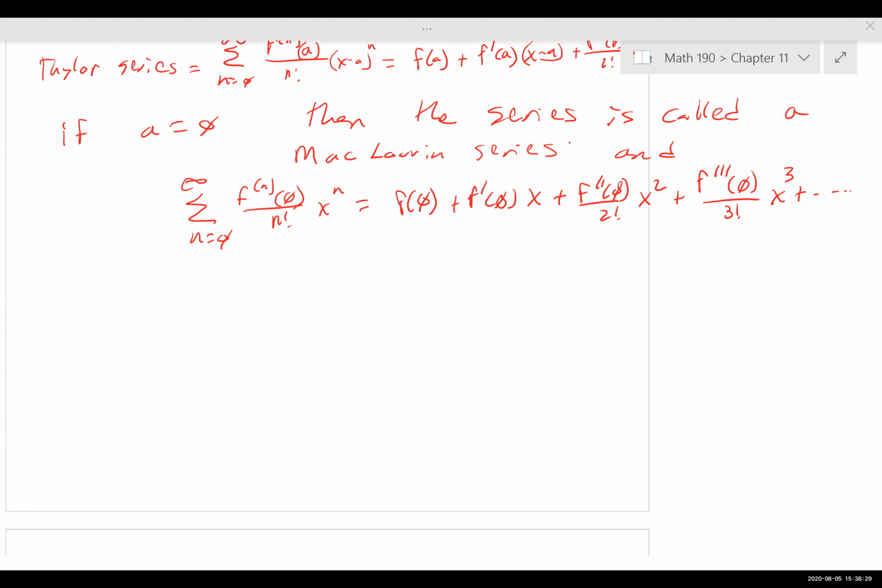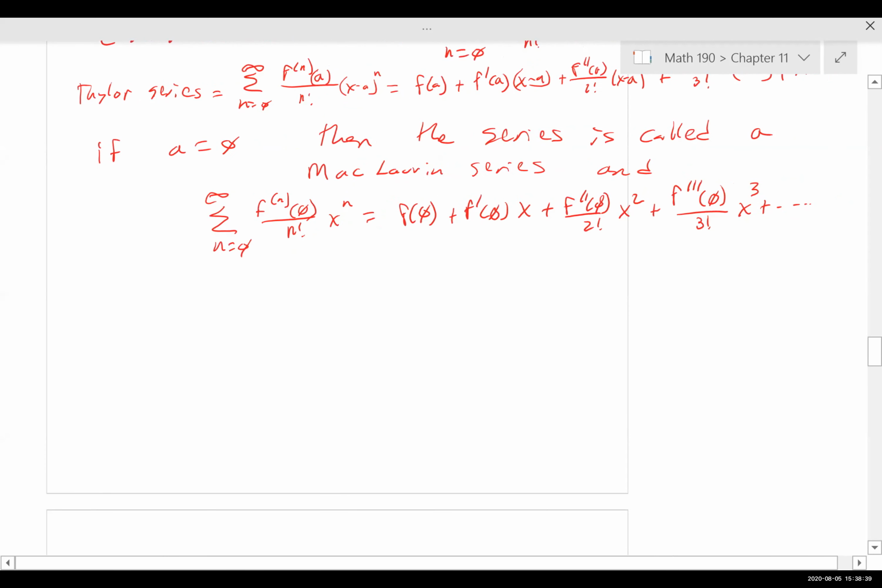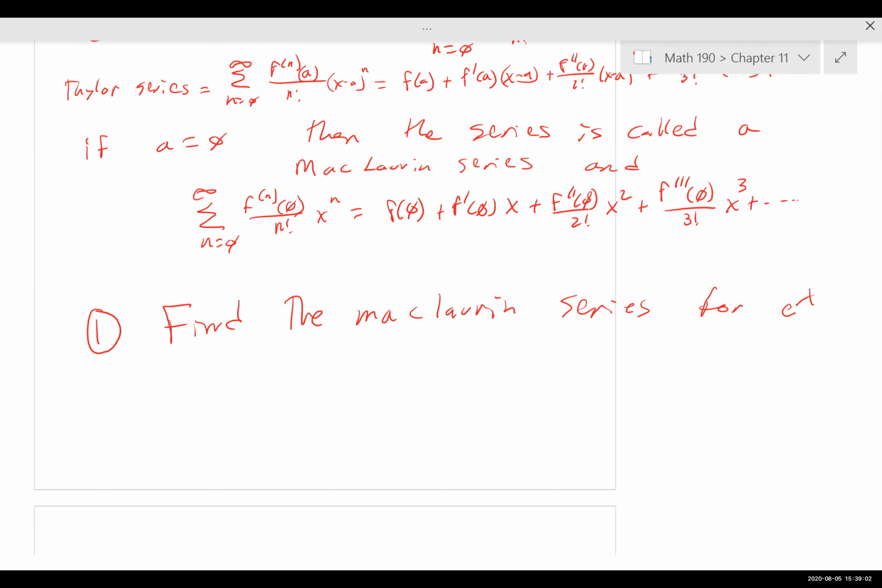Okay, number 1. Let's find the Maclaurin series for e to the x. Find the Maclaurin series for e to the x. Okay, so this is how we generate power series. This is a power series generator, right?